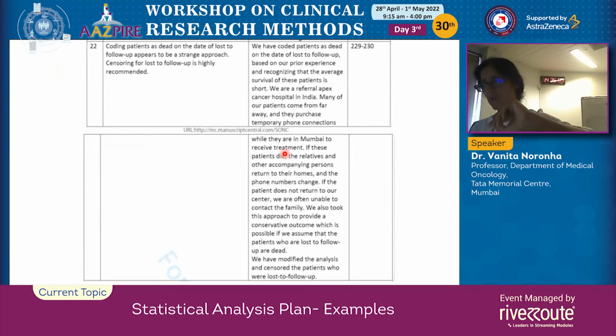So I wrote them a whole long discussion that we are a tertiary care cancer facility, patients come from far away, they take a local SIM card, they go back, they change their number. If we can't contact them for many times, for a long period of time, most likely they have expired. But they didn't accept it. So we did have to censor those patients. So again, I'm saying, make sure you put all those details in your statistical analysis plan.